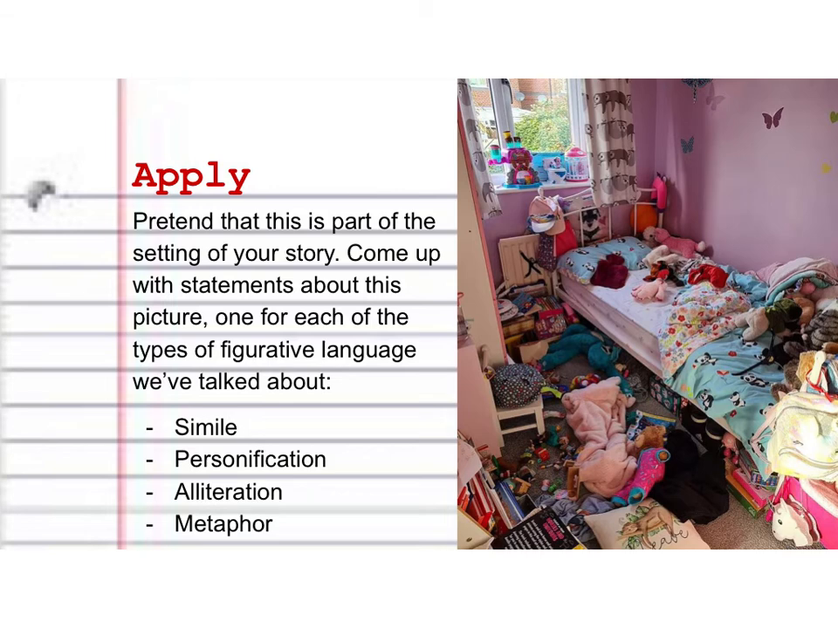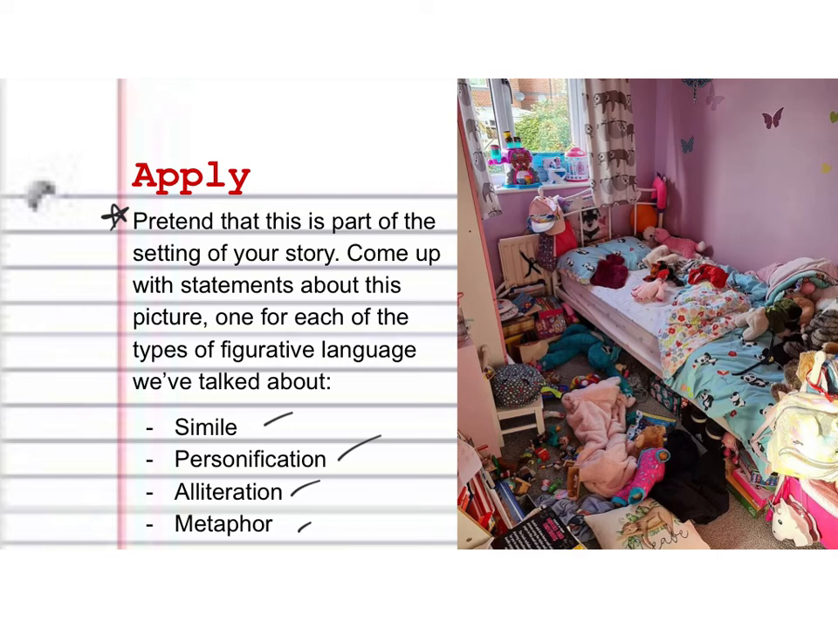All right, this slide and the next is going to give you two pictures. And your goal as the activity for this video is to actually apply what you've learned about figurative language and how to use it in your writing. So this picture, it looks like a messy bedroom, looks like it's maybe a girl's bedroom. What you're going to do is you're going to pretend that this is part of the setting of your story. Come up with statements about this picture, one for each of the 4 types of figurative language we've talked about. Okay, so come up with a simile, an example of personification, alliteration, and metaphor that applies specifically to this picture.